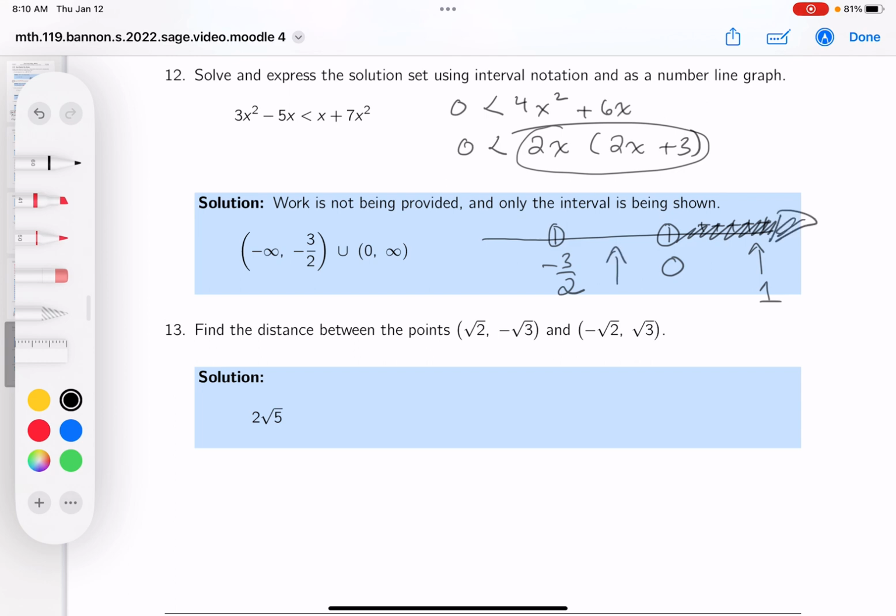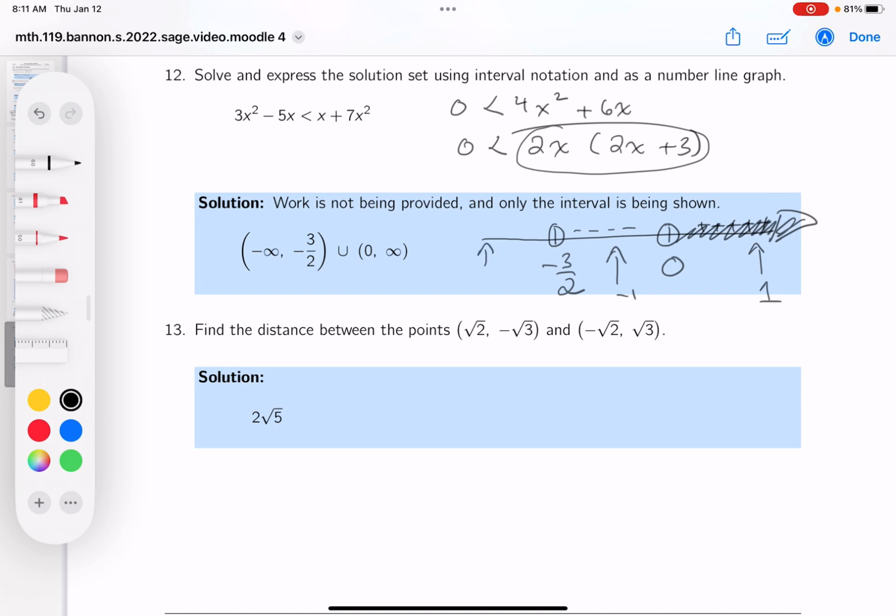Pick a number between those two. I'm going to say like minus 1/2. Let's do minus 1. Let me get my eraser out. And let's use minus 1 instead. If you plug it in, what do you get? You get a negative number times a positive number, which is negative overall. And negative numbers are not greater than 0, so do not shade that in.